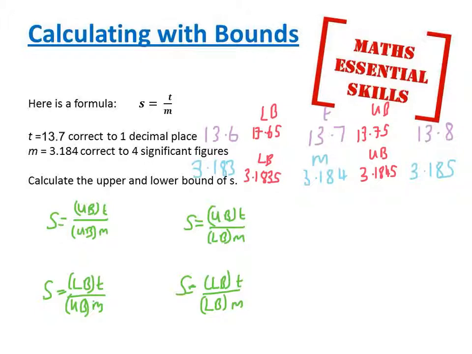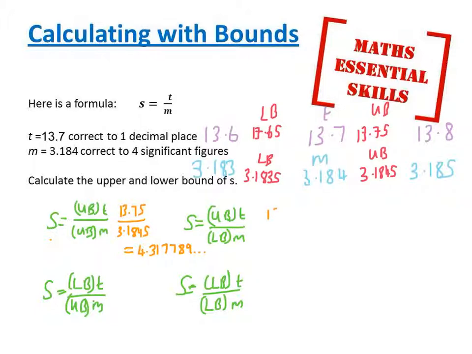Let's now put in the numbers that correspond with these calculations. So, first of all, let's start actually with this one here, the upper bounds. The upper bound of t was 13.75 divided by the upper bound of m, which is 3.1845. And when putting this into my calculator, I get an answer for this of 4.317789, and so on.